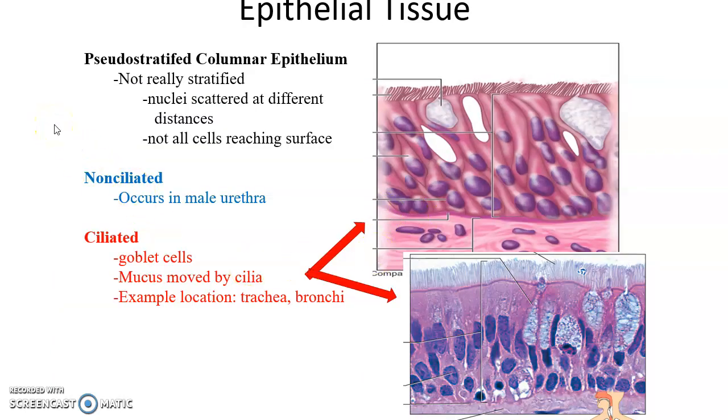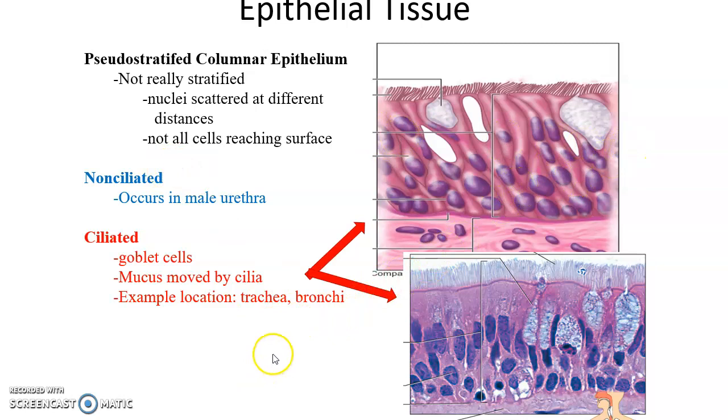Then we have pseudostratified columnar epithelium. Pseudostratified is just one layer, but it looks kind of confusing because the nuclei are all up and down in these cell layers. You can see that there are some cells that go from the bottom to the top, but there are others that you can't tell for sure if they're going to the top and bottom or not. So, a little confusing. Pseudostratified, again, is one layer of columnar cells, just somewhat confusing to look at.